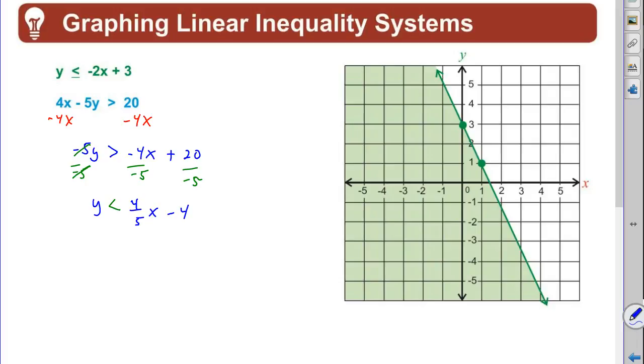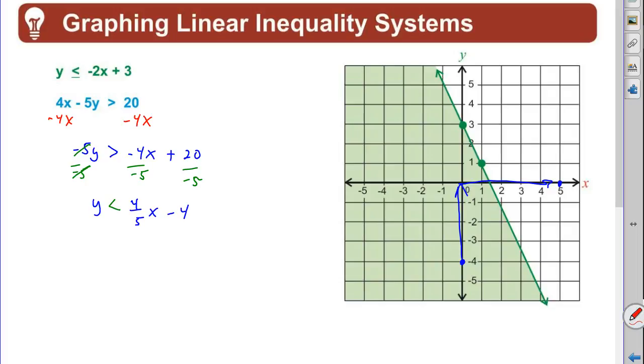Okay, plot the y-intercept first. That's at -4. From there, use my slope. Again, the top is up or down. Positive is up, so I go up 4. Then the bottom is right or left, positive is right. I'm going to go right 5, and I'm at the point right there.